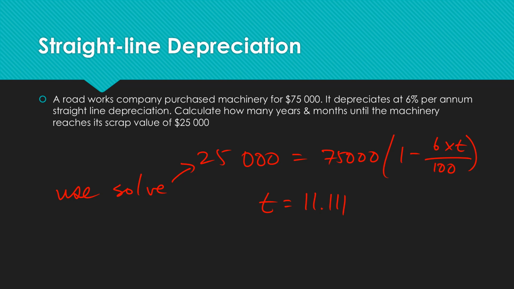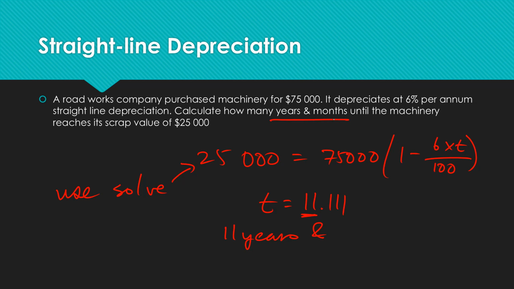Once we put this into the calculator, we should see that t is equal to 11.111. There are loads of decimals after that, that's fine. We don't need to worry about that. However, if we read the question, it says in how many years and months. Now this first part here is in years. So we actually have 11 years.